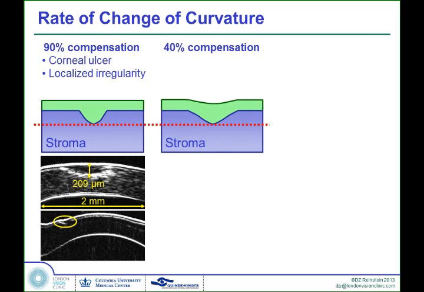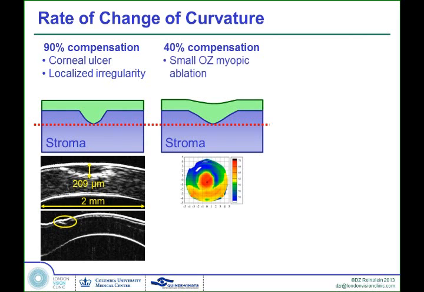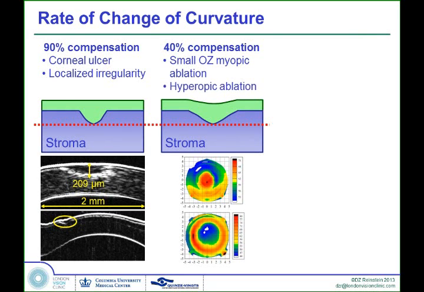And that's what we were seeing in the early days when we were doing 5 millimeter ablation treatments in the mid-90s, where the epithelium was causing regression, but not total reversal of the treatment. And we see that in small optical zone myopic treatments, but we also see it, of course, particularly in hyperopic ablations, because there's a very high rate of change of curvature, twice, one on each side of the center of the cornea. So we do see a lot of compensation.